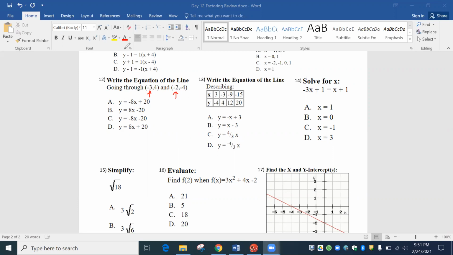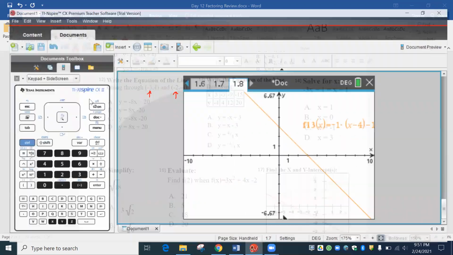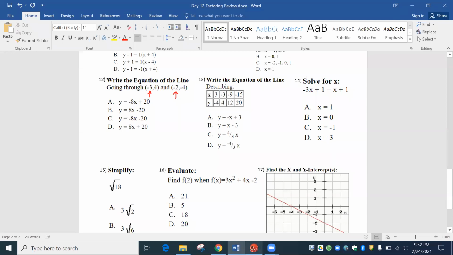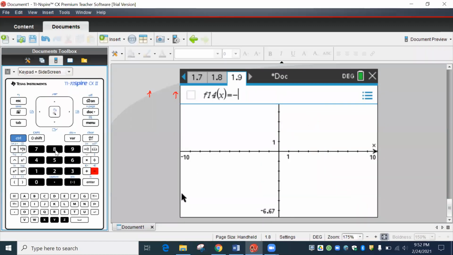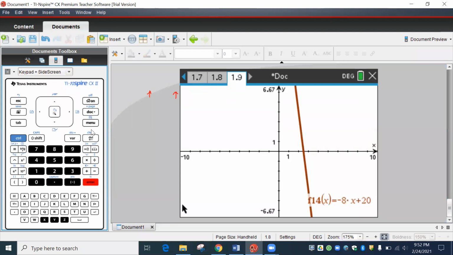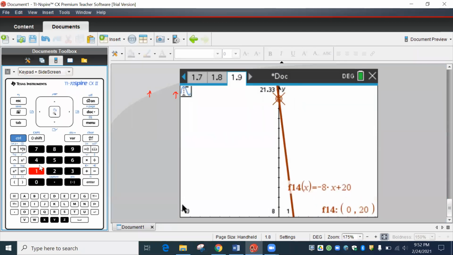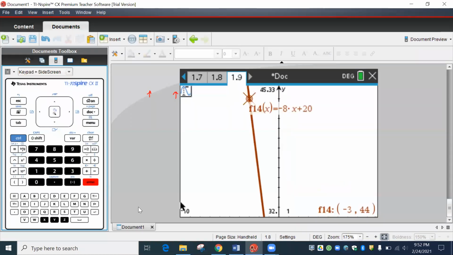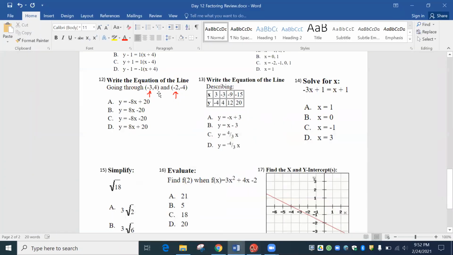So we're going to start with A here. I already forgot what A was: -8x plus 20. Hit enter. We're going to hit menu 5-1. And then we're typing in the x, so -3. And it says that we got 44. Okay, that's definitely not it. I know it's not going to be B.